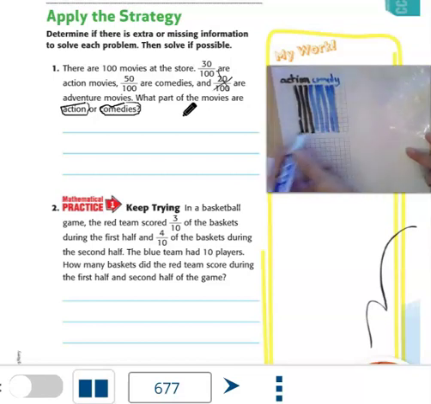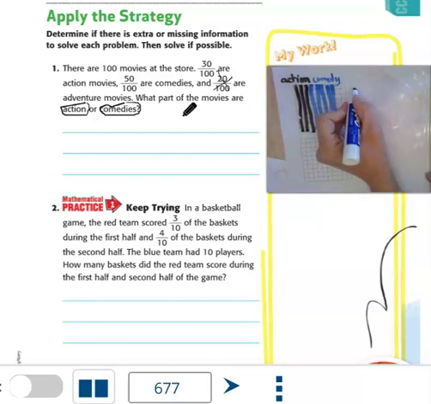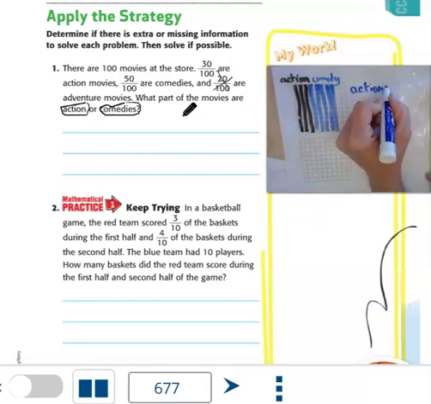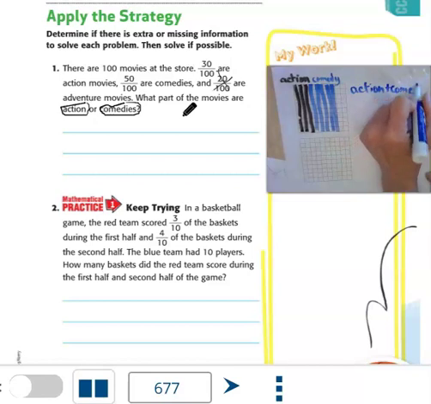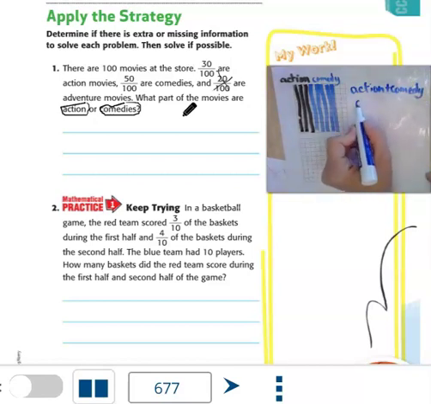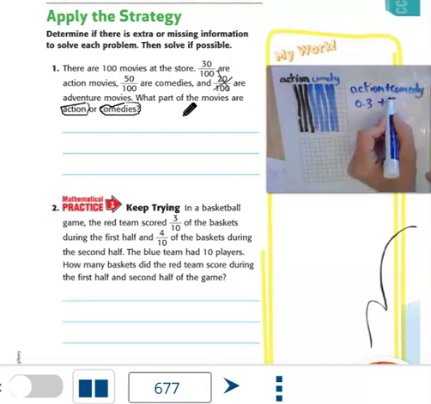And by putting them both together on the same place value grid, I can just count up the bars and see how many they are together. So I've got 10, 20, 30, 40, 50, 60, 70, 80. So my action plus comedy is 3/10 plus 5/10, and that equals 8/10. And that's how that one is solved.